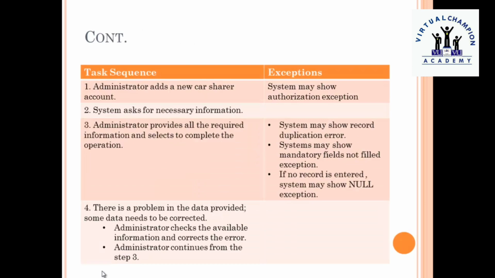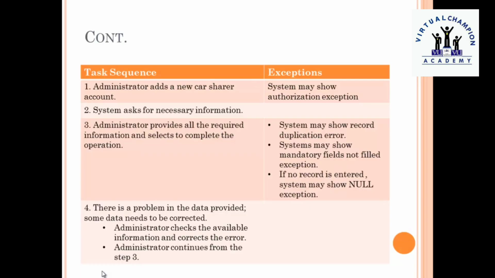Next is the task sequence and exceptions which the system can raise. The user scenario is basically for defining the iterations on the steps of the use case diagram or the functionality of the systems. Task sequence: the administrator adds a new car sharer account. First, here the system may raise an exception, that is, the system may show an authorization exception. It means the administrator or any person who is entering the information about the car sharer is not authorized to use the system. Second step is the system asks for the necessary information.